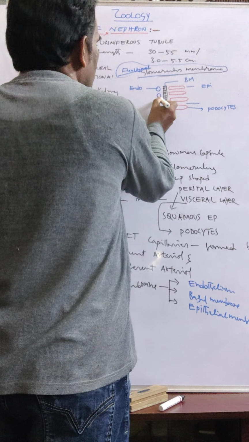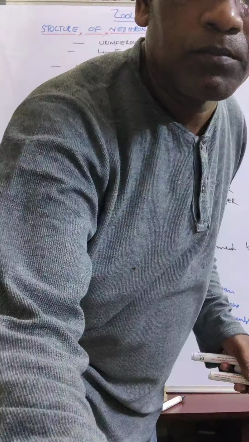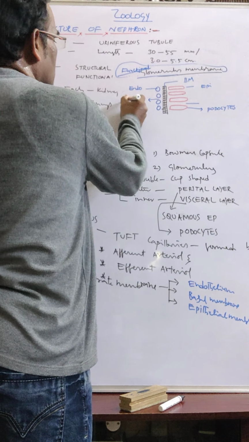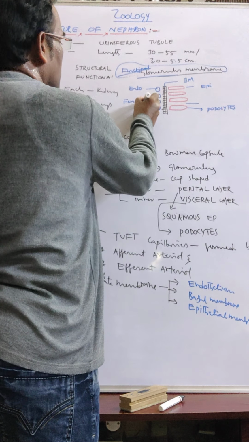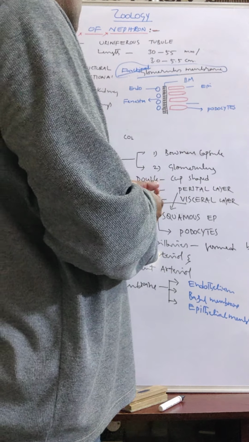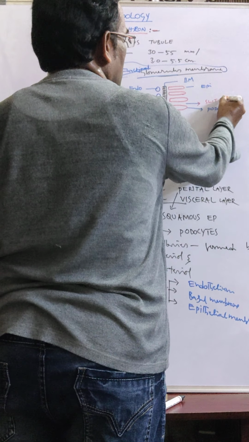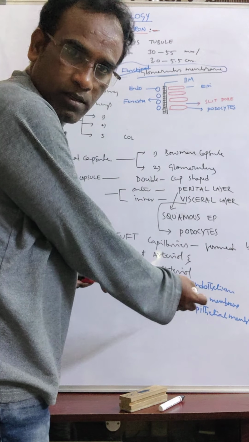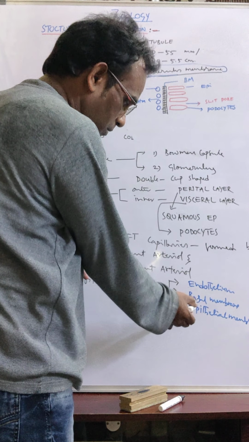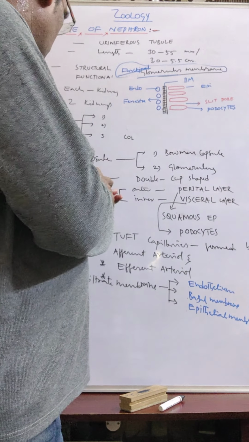And these are fenestra, this opening part. This part is called fenestra. This opening between the cells, and this part we can call slit pore. So the functional glomerulus membrane consists of 3 layers, as we said: endothelium, basal membrane, and epithelium. Hope you all understand this. Now let's go with the next.